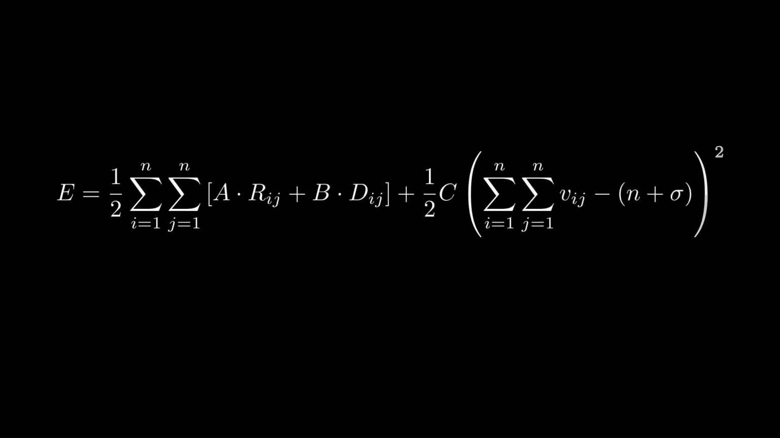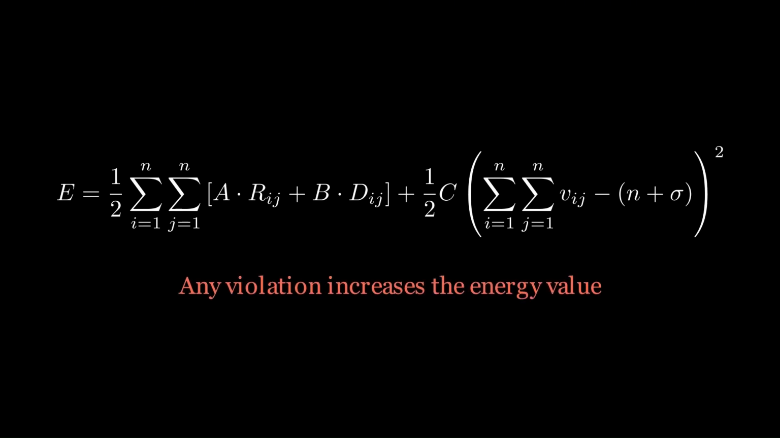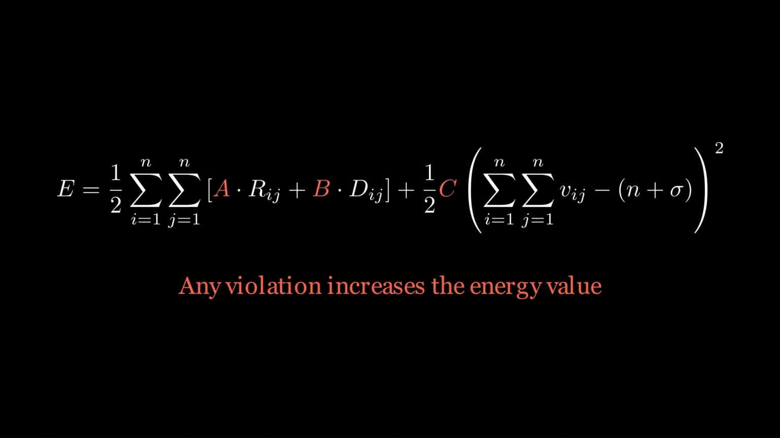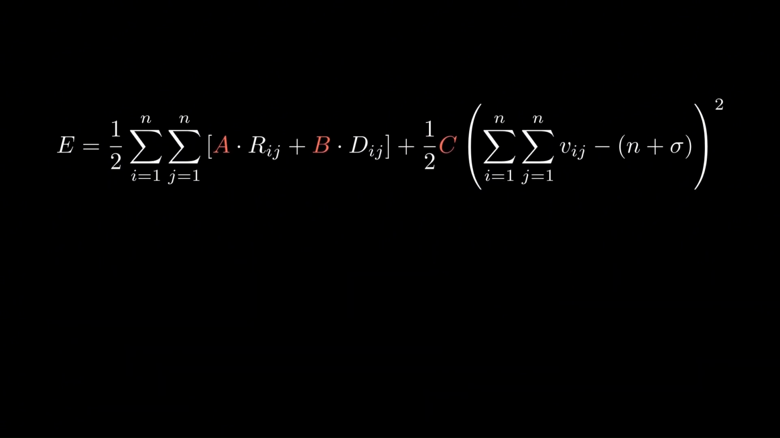The core of this method is the energy function, which you can see here. The original form of the function is actually more complex, but its purpose is straightforward. The energy function is designed so that any violation of the N-Queens rules increases the energy value. This energy function includes three main penalty terms.